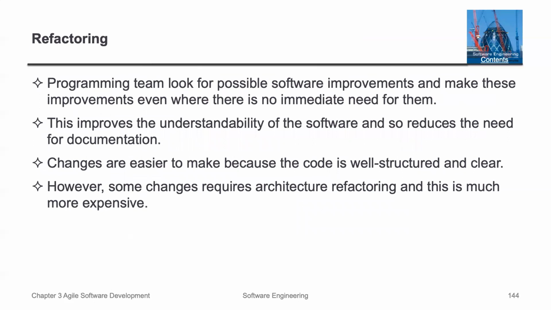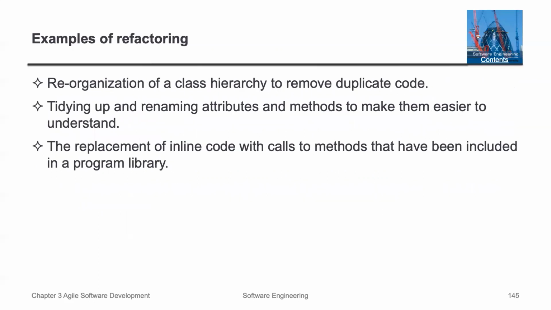Programming teams look for possible software improvements and make these improvements even when there is no immediate need for them. This improves the understandability of the software and so reduces the need for documentation changes. Changes are easier to make because the code is well structured and clear. However, some changes require architecture refactoring. This is much more expensive.